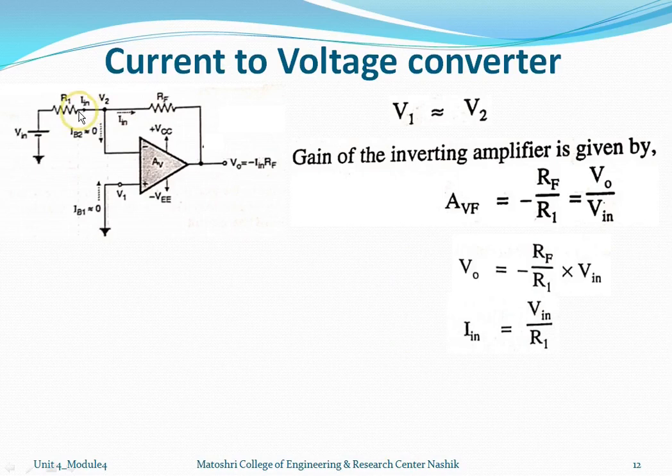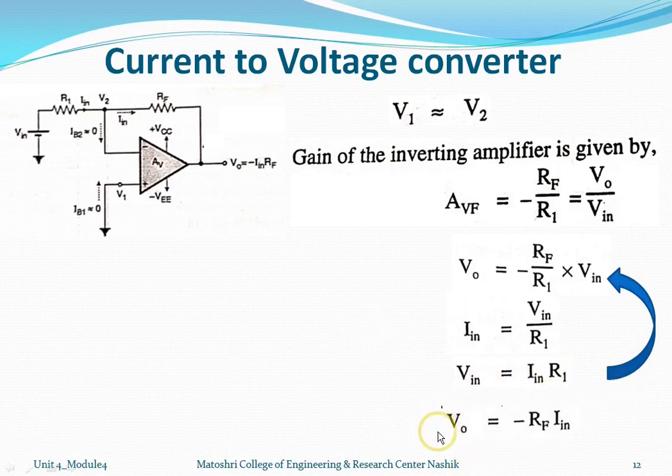Now if we calculate the input current, which is nothing but voltage divided by resistance according to Ohm's law, the input voltage is applied across this resistance R1. So input voltage divided by R1 is nothing but our input current Iin. So from these equations, the input voltage is nothing but input current multiplied by R1, and once we get the input voltage value, we put it in the output voltage equation, and we are getting the output voltage is equal to minus RF into input current.